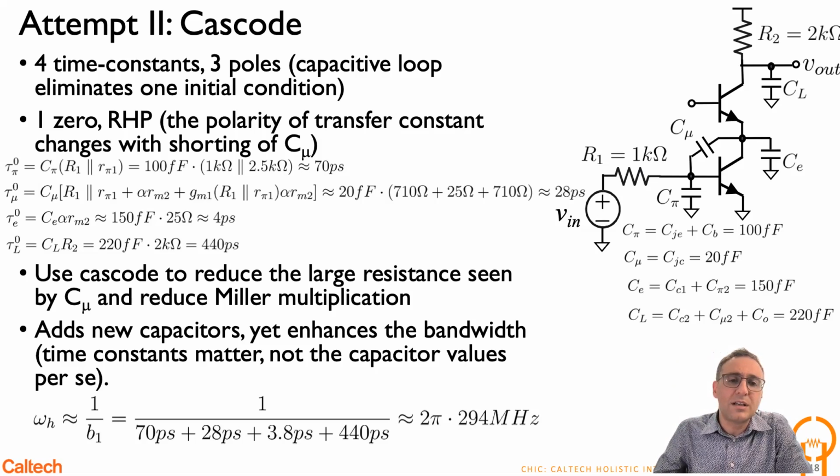So you can again similarly calculate the time constants, and this time you see that the tau mu went from 1200 picoseconds to 28 picoseconds. So we have significantly improved that, to the extent that it doesn't matter anymore. Now we are dominated by a different time constant, the tau L. This is a good thing. We've made an improvement, and if you look at the overall bandwidth estimate based on these time constants, it is about 294, close to 300 megahertz.